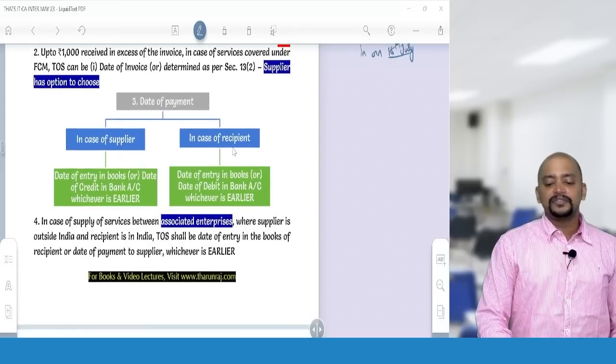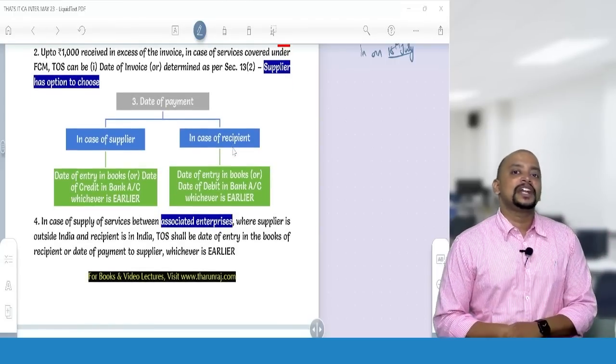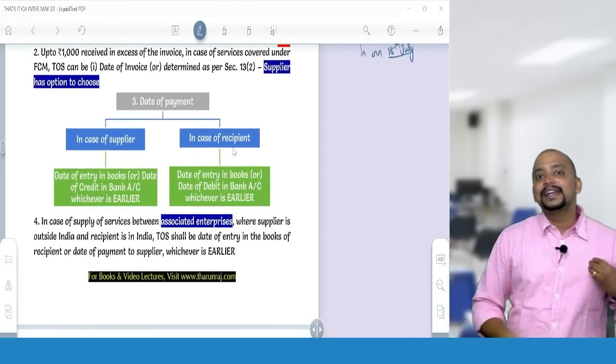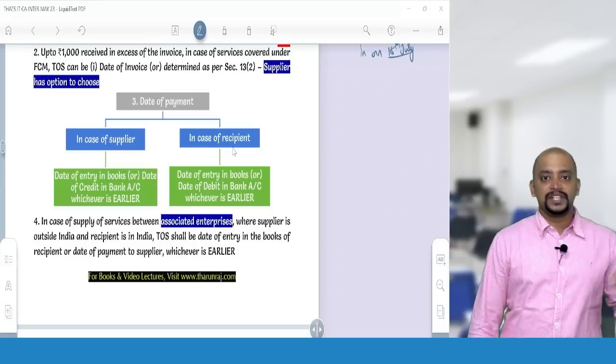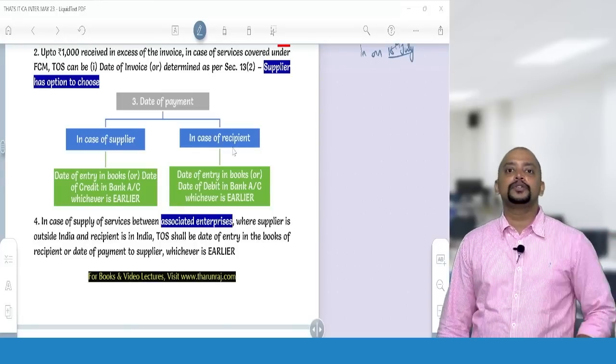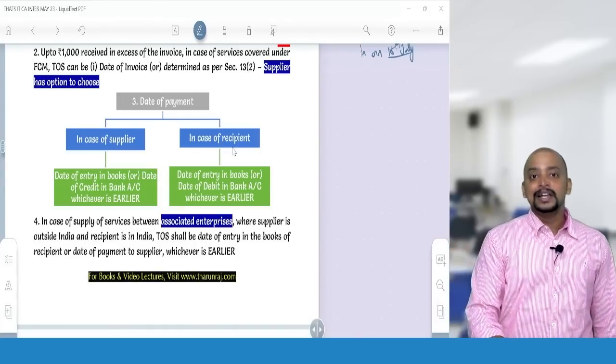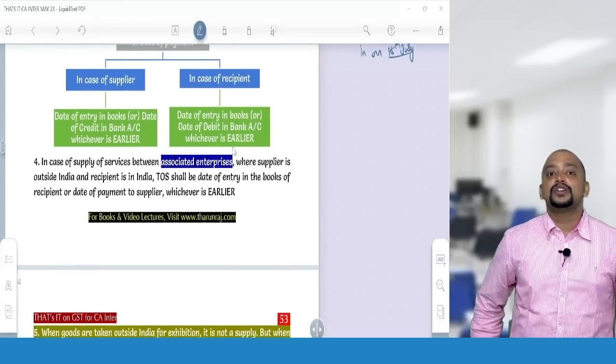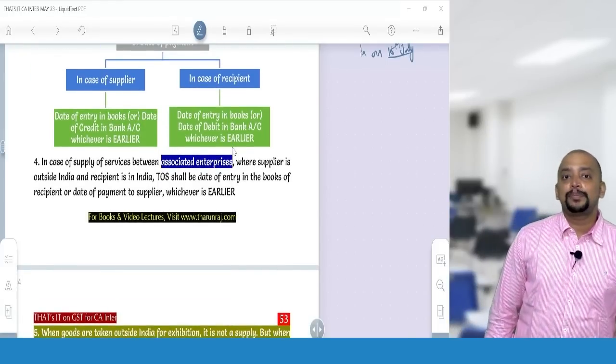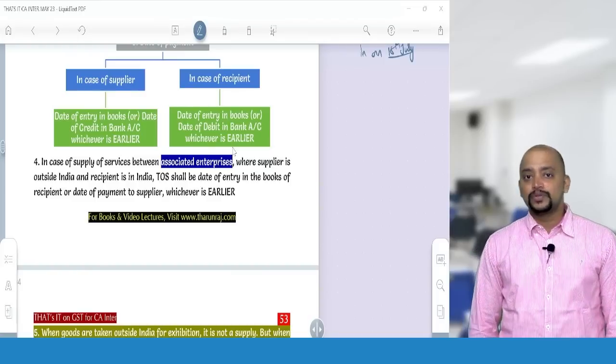Then what is the meaning of date of payment? From the supplier's point of view, date of payment means the date of entry in the books or the date of credit in the bank account, whichever is earlier. From the recipient's point of view, it is the date of debit in the bank account or the date of entry in the books, whichever is earlier.